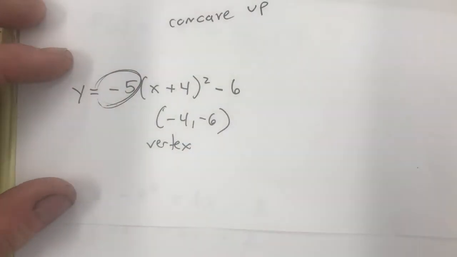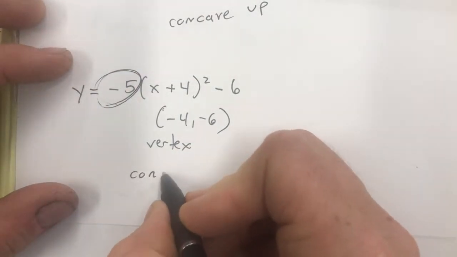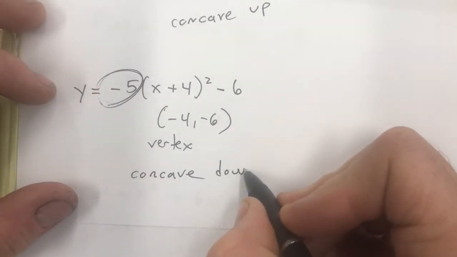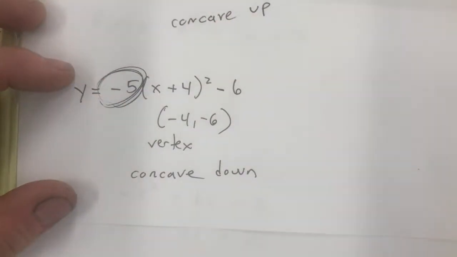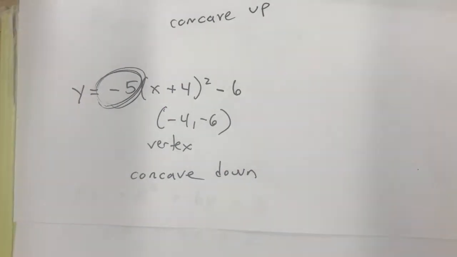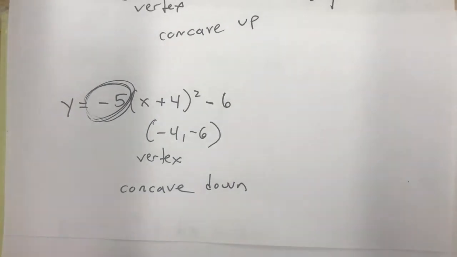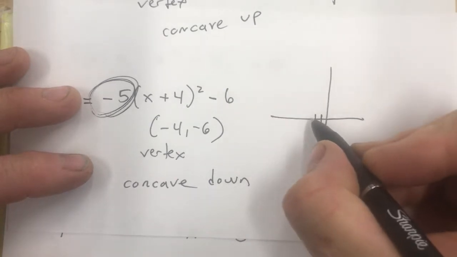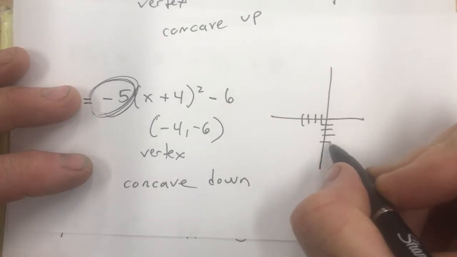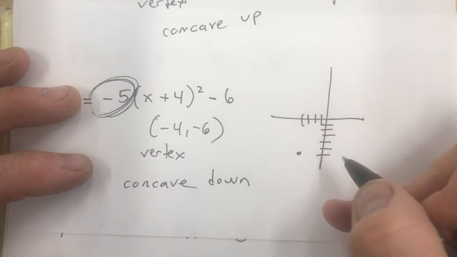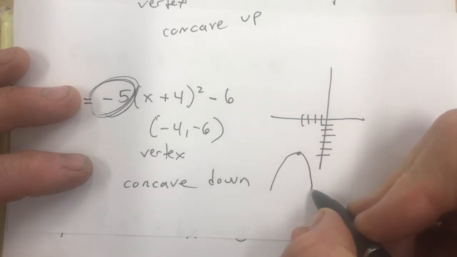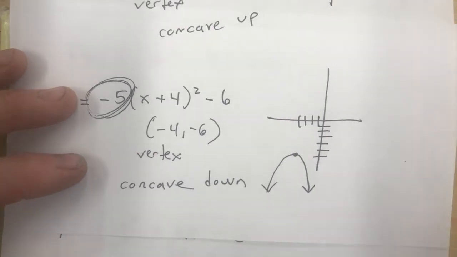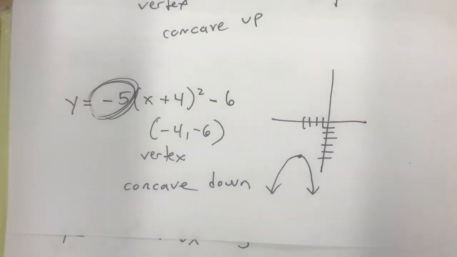Look in front. Is it concave up or concave down? Look at it a minute. It's concave down because it's got a negative here in front. Okay? So, if I was to draw a little sketch of it then, -4, -6, there's my vertex right there, and it's concave down, so it's going to look like this. Okay? All right, good deal.